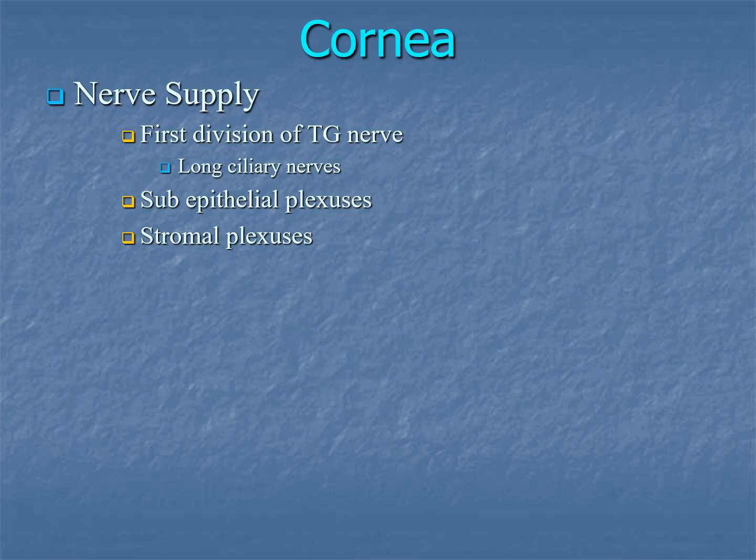Now come to the nerve supply of the cornea. It is supplied by the first division of the trigeminal nerve, that is the ophthalmic nerve, and its branches, long ciliary nerves, divide and form subepithelial and stromal plexus. Per capita nerve endings and epithelial plexus are highest in the cornea. So cornea is a very, very sensitive portion.